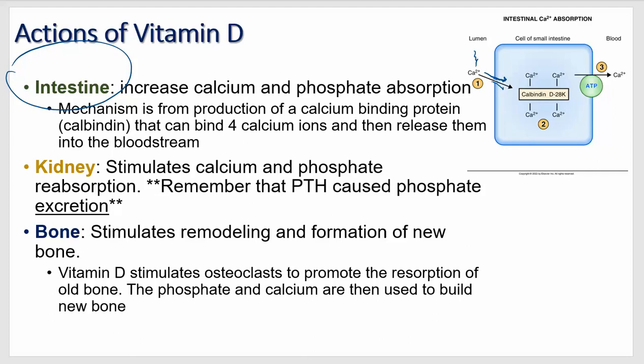But it doesn't move across the cell rapidly. So we have a binding protein that will pull it in, keep the free calcium levels low because it's bound, and then it will release that into a calcium pump to release it into the blood. Okay, so it's just this mechanism to move calcium in, and we don't necessarily need to know the exact details of that mechanism, but that's what vitamin D is doing, is causing that to happen.